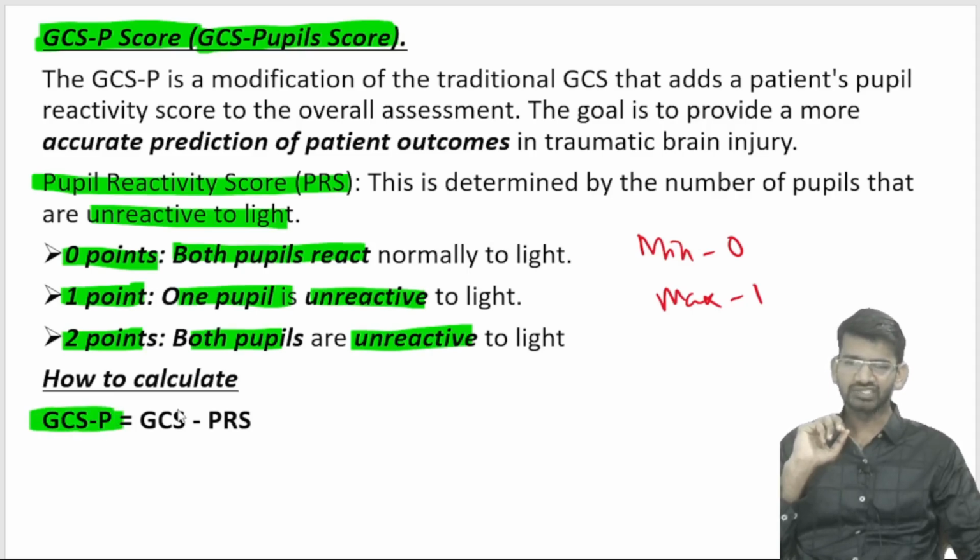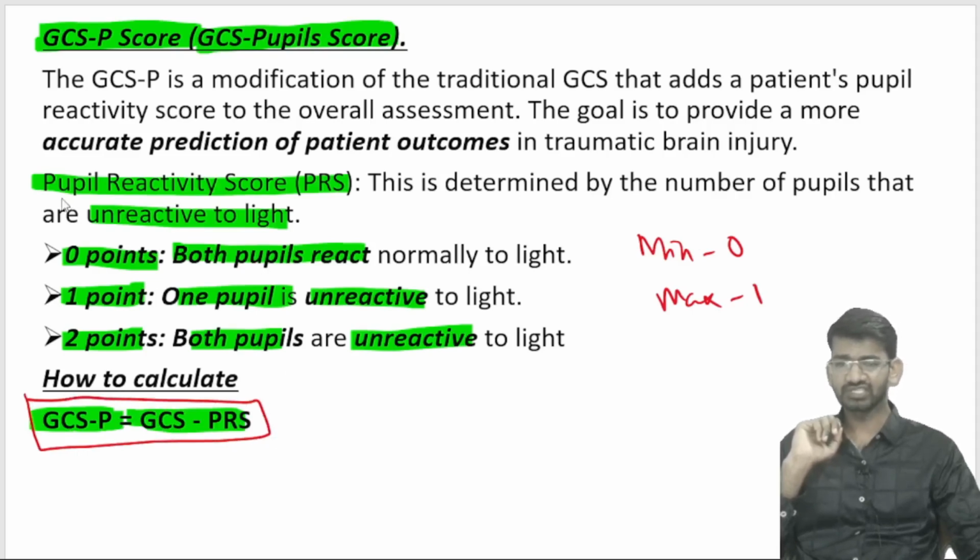The pupillary score is calculated by subtracting the pupillary reaction score from the GCS. Okay, this is an equation you should remember: GCS-P is equal to GCS minus PRS. PRS means pupillary reaction score, that is 0 to 2. Sorry, I made a mistake earlier; the maximum score is 2.